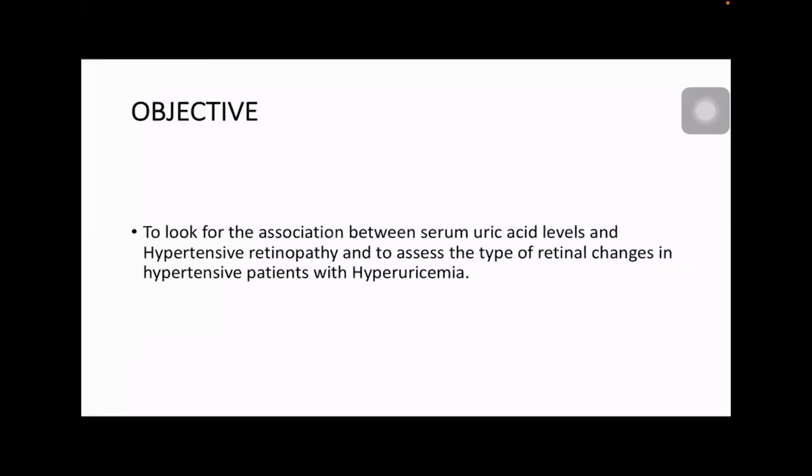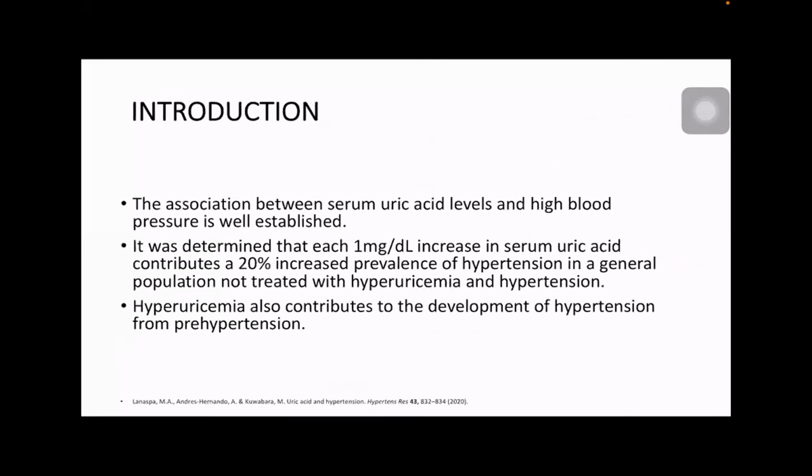Objective: to look for the association between serum uric acid levels and hypertensive retinopathy and to assess the type of retinal changes in hypertensive patients with hyperuricemia. Introduction: the association between serum uric acid levels and high blood pressure is well established. It was determined that each 1 mg per dl increase in serum uric acid contributes to a 20% increased prevalence of hypertension in a general population not treated with hyperuricemia and hypertension.